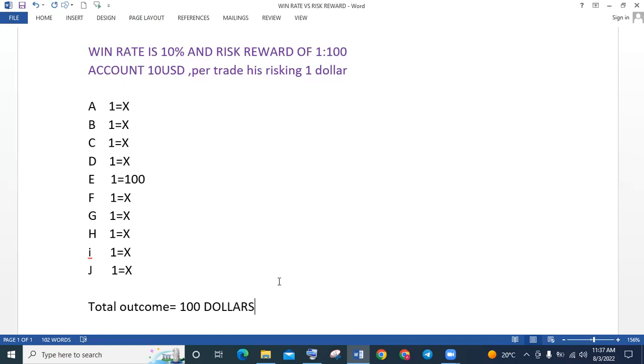So it takes only one trade to change your life. And that one trade is the risk reward. Focus on the risk reward and not on the win rate.